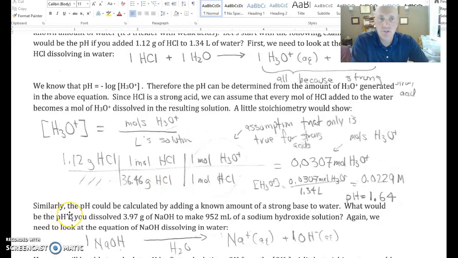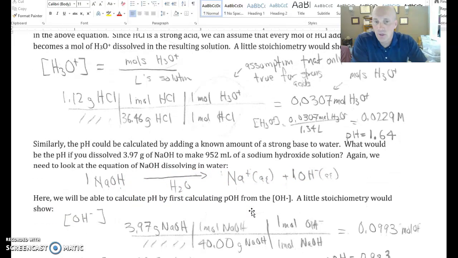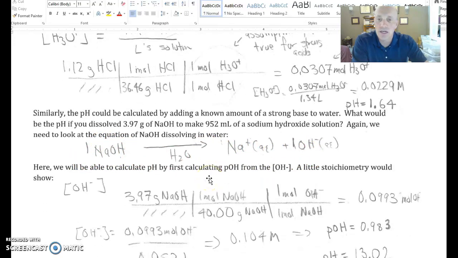We can also solve for the pH of a solution if we add a strong base to it. So taking this much sodium hydroxide and adding it to this much of the solution, we're first going to draw the dissociation reaction. You'll see that if we have one NaOH, we're going to get 1 sodium and 1 OH-. Remember, sodium hydroxide is an ionic compound, so it would freely dissolve.